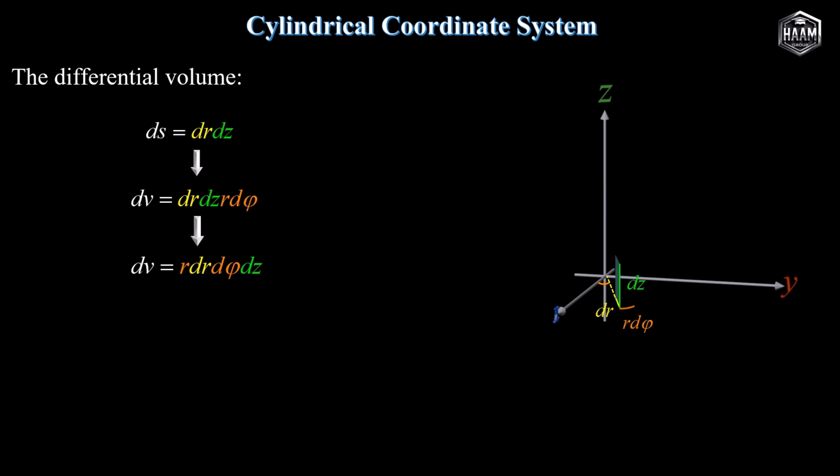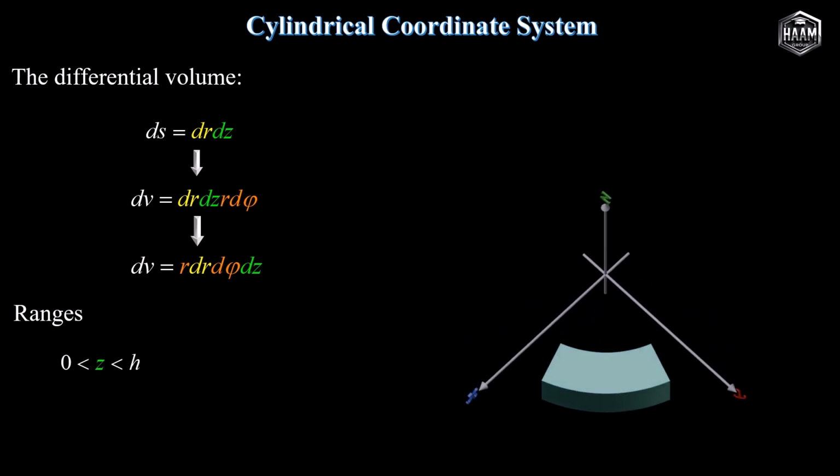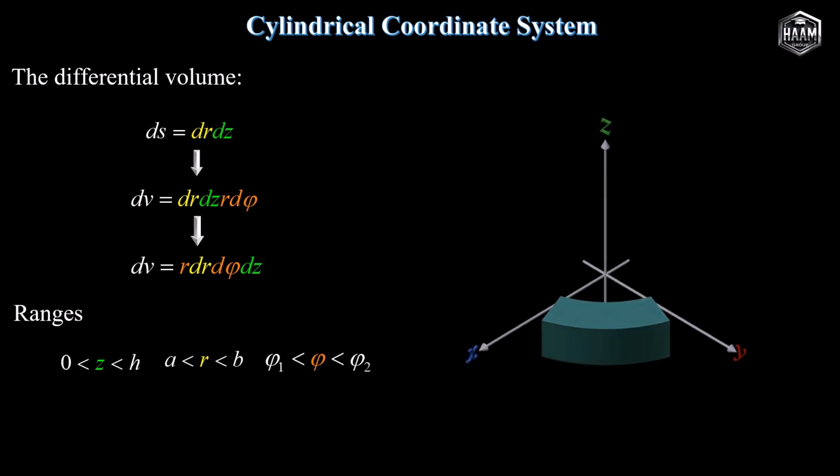Now, what shape results if I also introduce a change in phi into this differential surface element? Such a volume is created, where z ranges between 0 and h. The cross-section spans from A to B, and phi, in this case, ranges between phi 1 and phi 2.